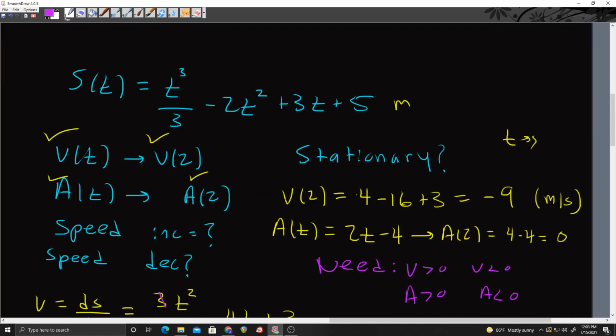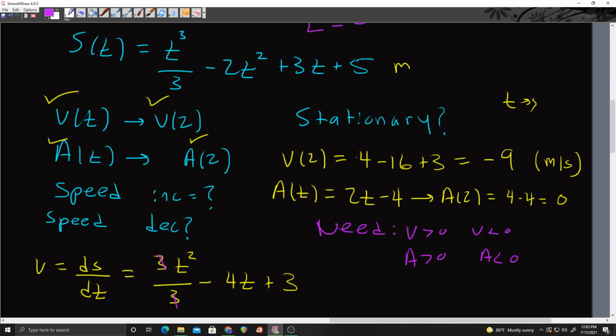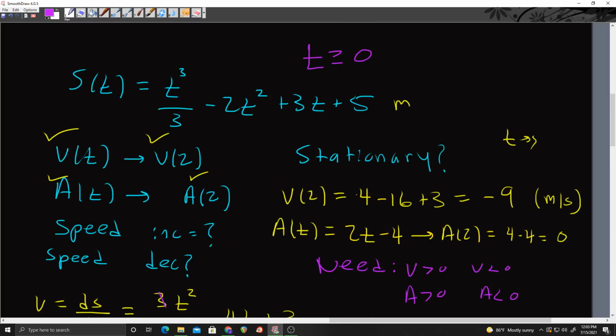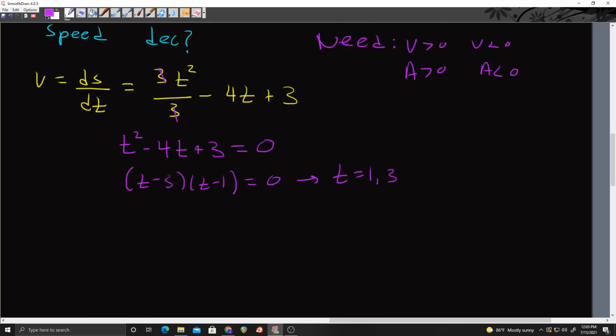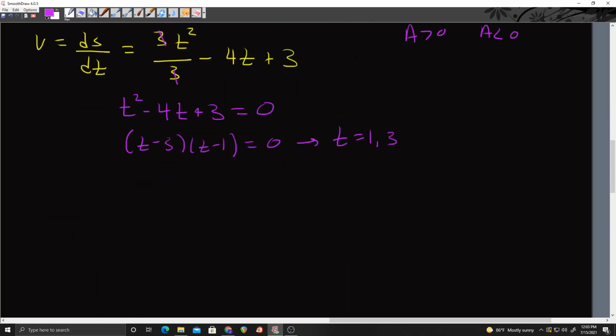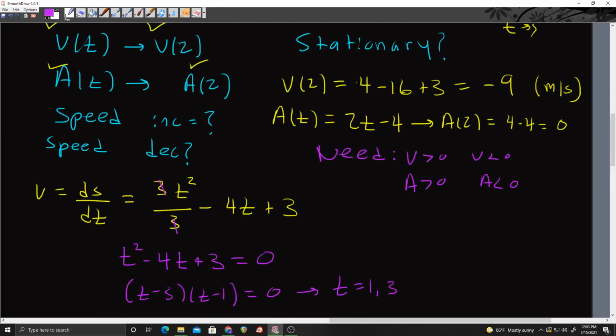In most of these problems, unless otherwise specified, they'll tell you that t has to be positive. We're going to keep with that convention in this problem. So here we've got our solutions, but we're not going to go from negative infinity to infinity. We're going to go from 0 to infinity, because t has to be bigger than or equal to 0.